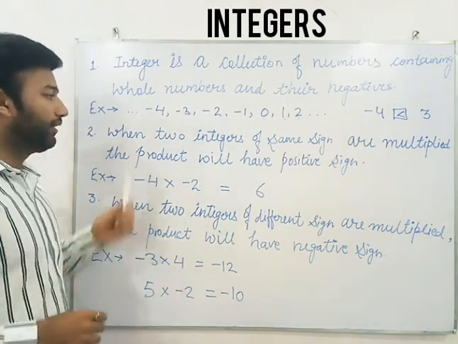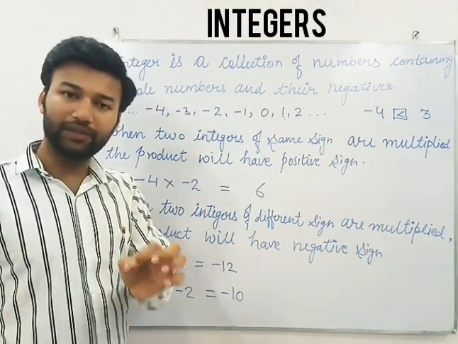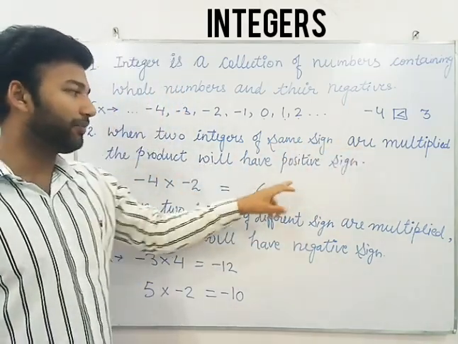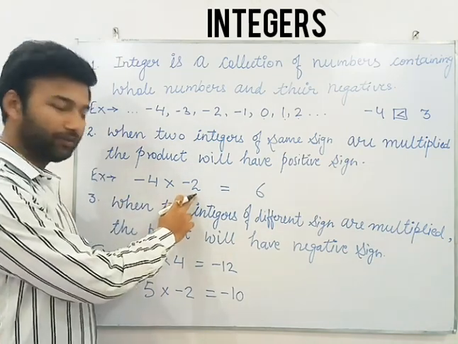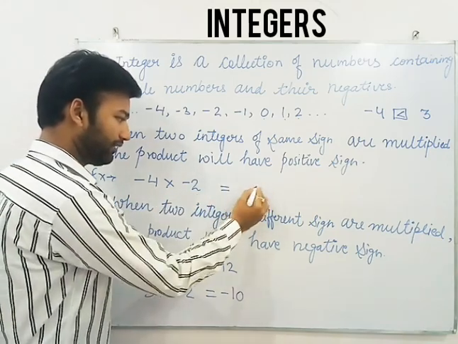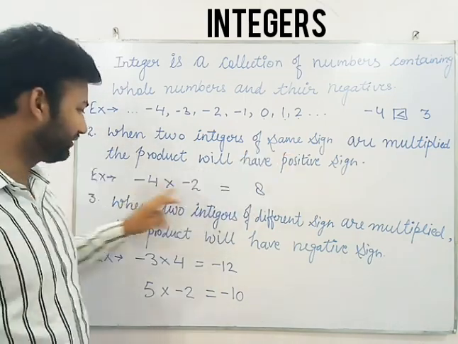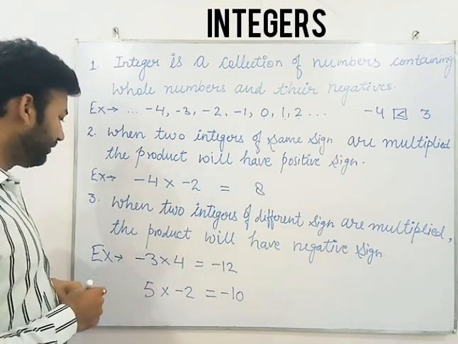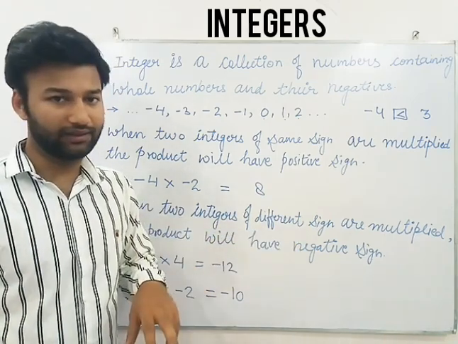Now the second point: when two integers of the same sign, meaning both are negative or both are positive, are multiplied, the product will have a positive sign. So when we multiply -4 by -2, simple multiplication: 4 2s are 8, and minus times minus is plus, because they have the same sign, so the product is positive.